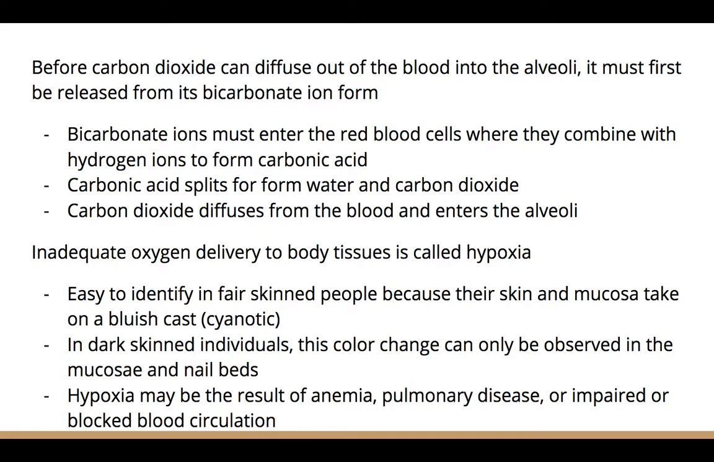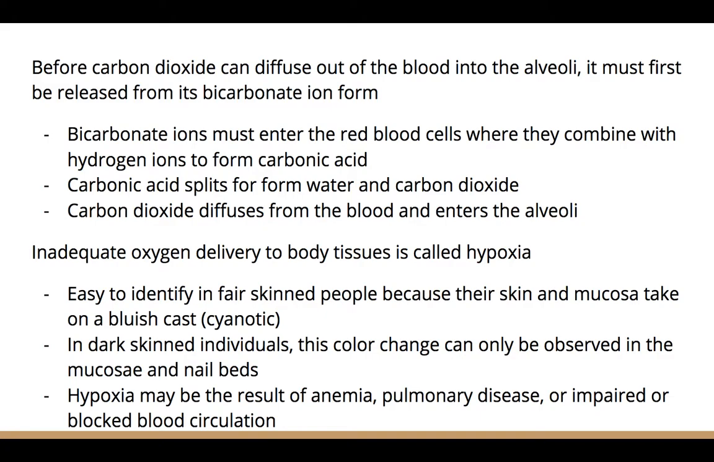Before carbon dioxide can diffuse out of the blood into the alveoli, it must first be released from its bicarbonate ion form. So bicarbonate ions must enter the red blood cells, where they combine with hydrogen ions to form carbonic acid. Carbonic acid splits to form water and carbon dioxide, and then carbon dioxide diffuses from the blood and enters the alveoli.